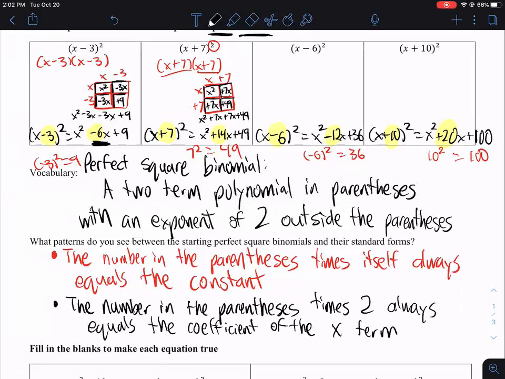Okay, and I had a student in the chat say one more thing. He said that when it's adding, like in this problem, the trinomial will always be all positive. There's no negatives at all, right? We saw that over here also. So that's another cool pattern that's important to recognize.